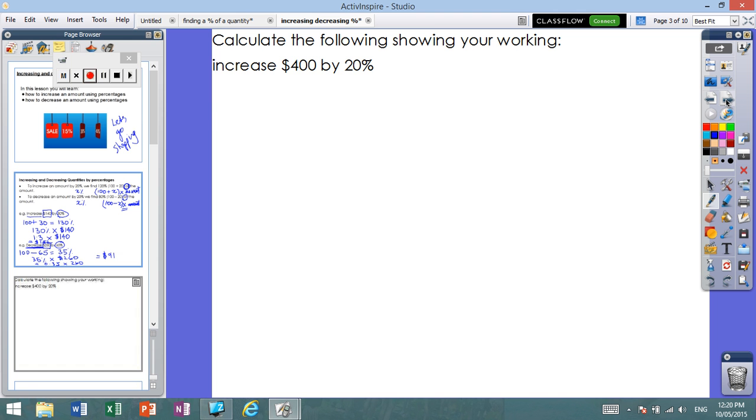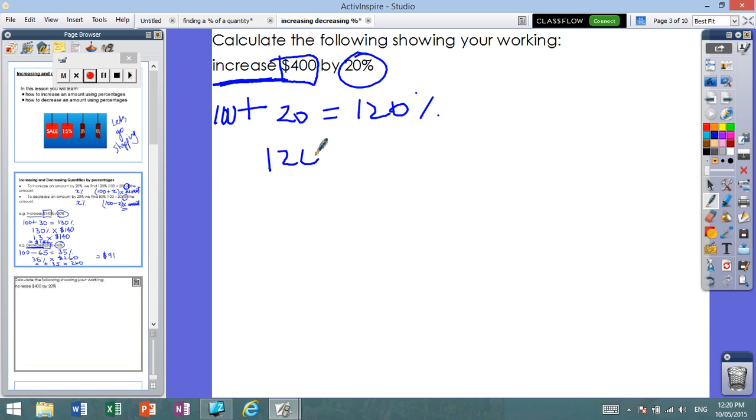Alright, so I hope you've done well on your work. Let's check your answers. So this first one, we're increasing by 20%. So we're adding on from 100, 20%, which means we're looking for 120%. And what's the amount? The amount is 400. So we're going to go 120% times, because it's of, 400.